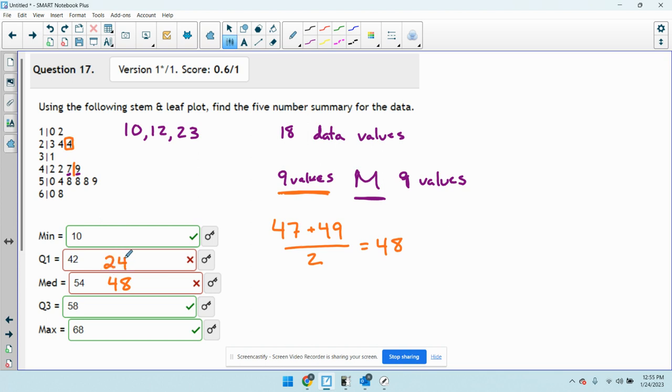24. If you do the same thing with the second half, it's going to be the middle value of the last 9. 1, 2, 3, 4, 5. It's going to be this. That's where you get the 58. 4 things in front, 4 things behind.